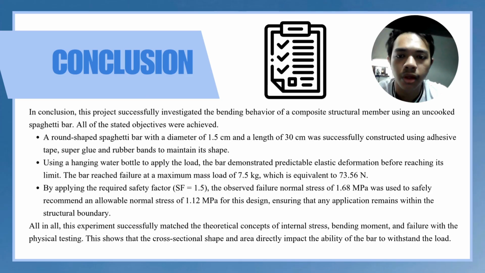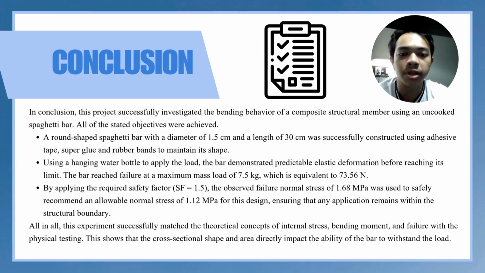Thank you. In conclusion, this project successfully investigated the bending behavior of a composite structural member using an uncooked spaghetti bar. All of the stated objectives were achieved. A round-shaped spaghetti bar with a diameter of 1.5 cm and a length of 30 cm was successfully constructed using adhesive tape, super glue, and rubber bands to maintain its shape. Using a hanging water bottle to apply the load, the bar demonstrated predictable elastic deformation before reaching its limit.